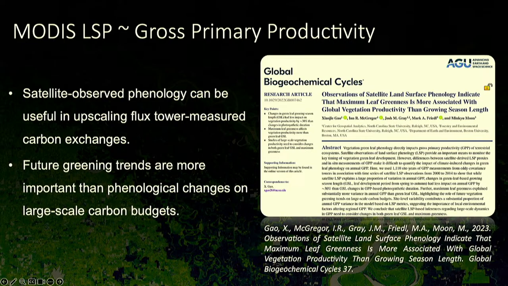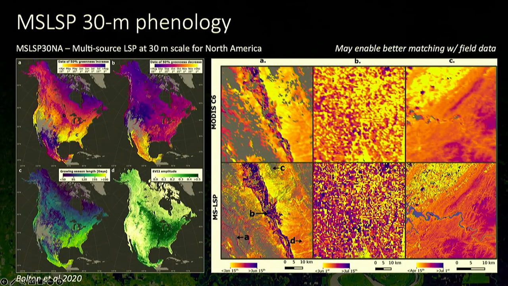We published this paper in Global Biogeochemical Cycles, and the main takeaways are, first, satellite-based phenology can be informative in upscaling, and second, we think future greening trends are more important than phenological changes on carbon budgets. So that's the MODIS-based large-scale phenology. MODIS is good, but if you want to zoom in, 500 meters for a pixel is kind of coarse.